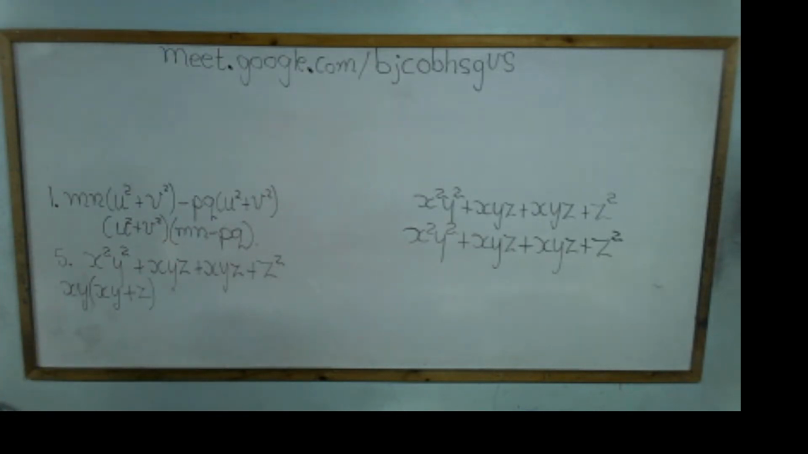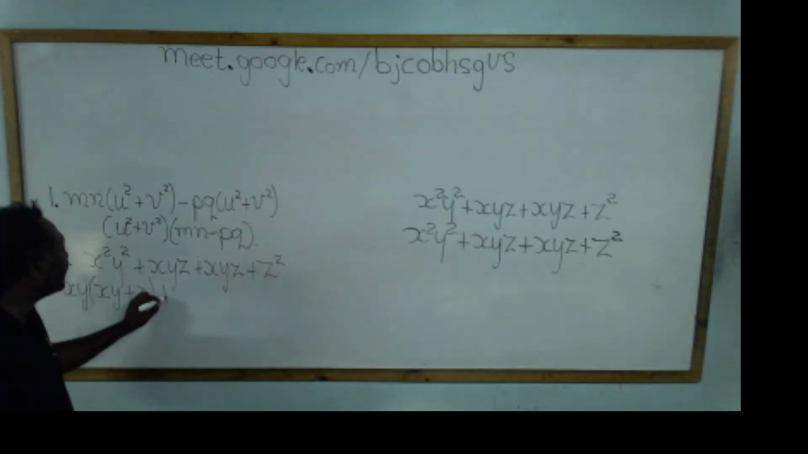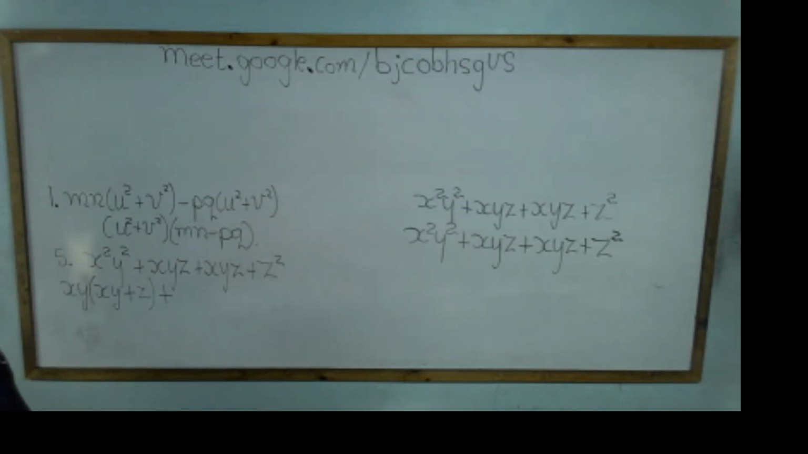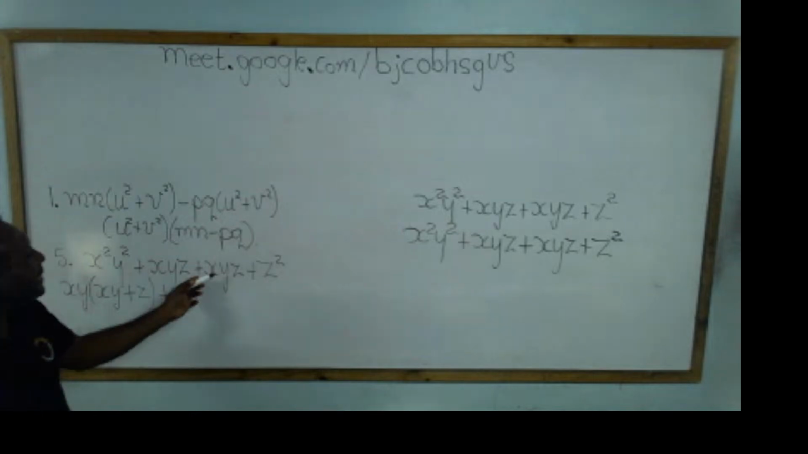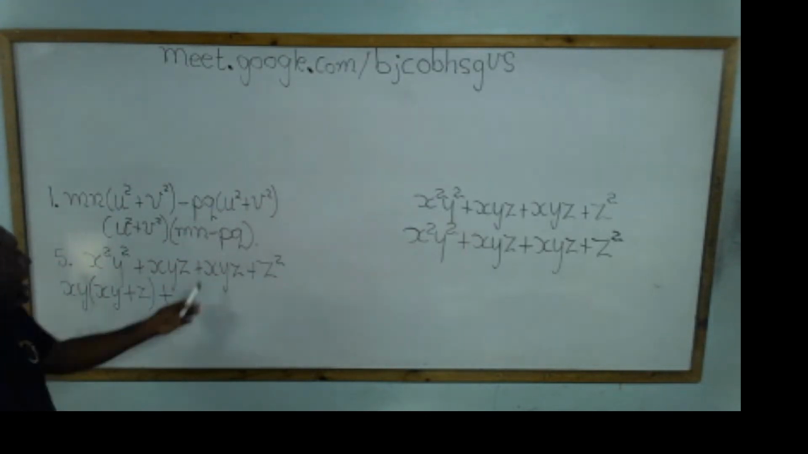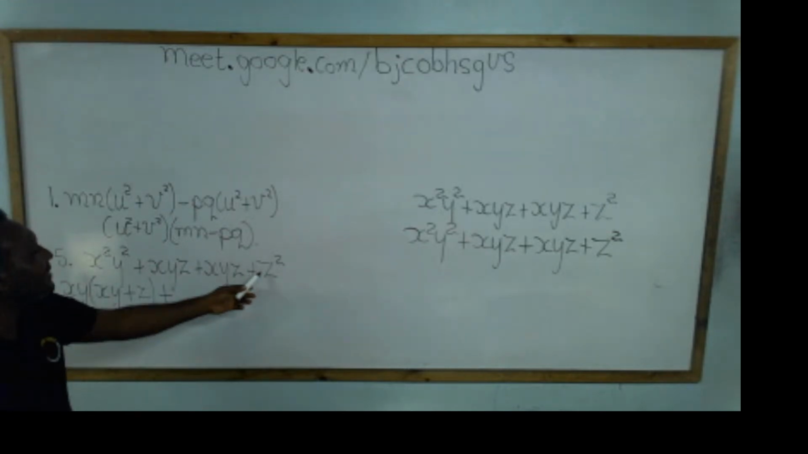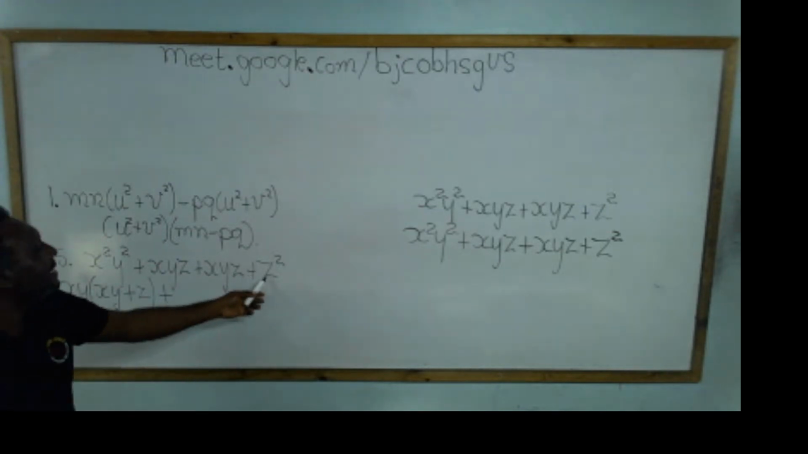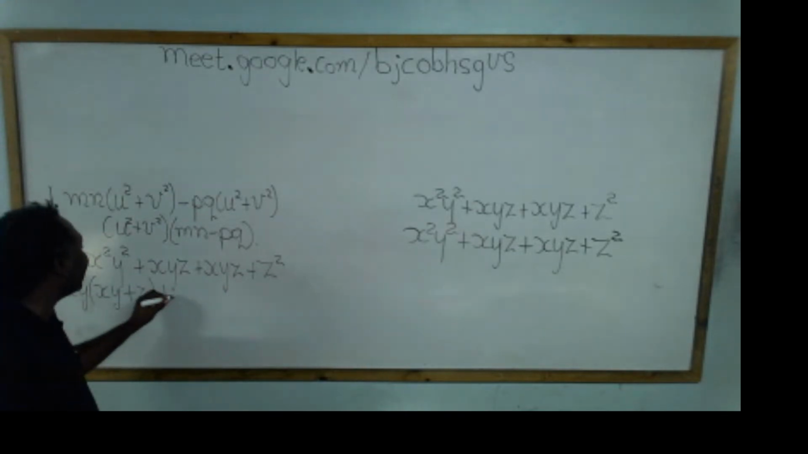Then what? Plus. What's common in xyz and just z squared? We can see that in xyz and z squared, the only thing that is common is the z. There's no xy in this one. So the only thing that is common is the z.